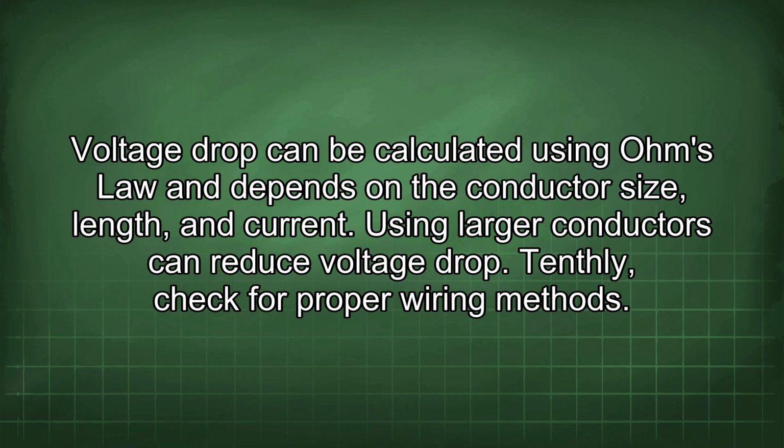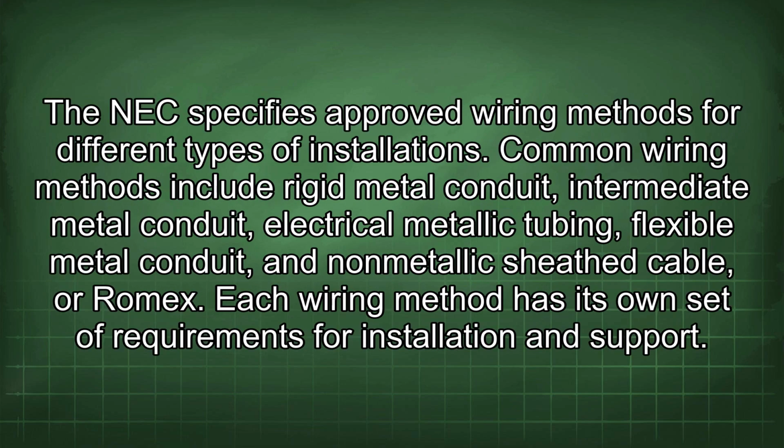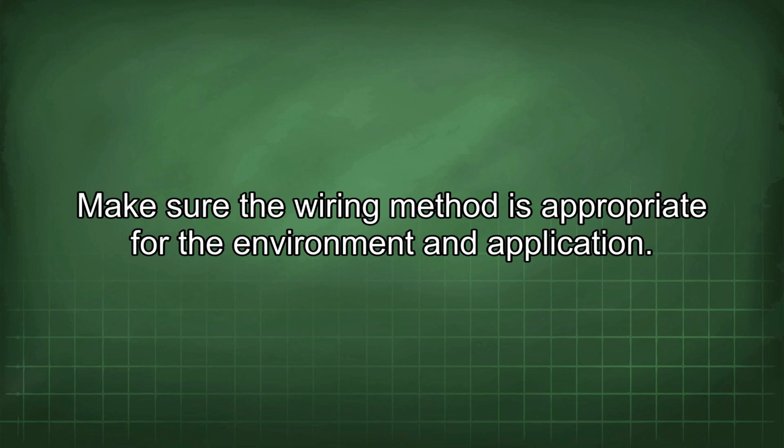Tenthly, check for proper wiring methods. The NEC specifies approved wiring methods for different types of installations. Common wiring methods include rigid metal conduit, intermediate metal conduit, electrical metallic tubing, flexible metal conduit, and non-metallic sheathed cable, or Romex. Each wiring method has its own set of requirements for installation and support. Make sure the wiring method is appropriate for the environment and application.